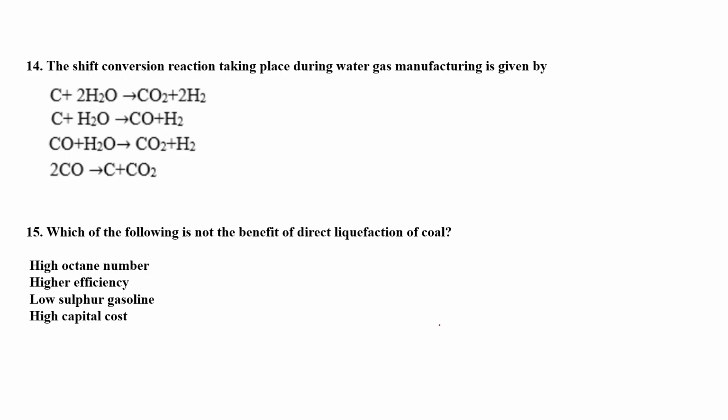Coming on to the next question: the shift conversion reaction taking place during water gas manufacturing is given by. As I told, the water shift reaction is the reaction of carbon monoxide with steam or H2O to give carbon dioxide and hydrogen. So the answer is the third one, that is CO plus H2O gives carbon dioxide and hydrogen. Which of the following is not the benefit of direct liquefaction of coal? The answer is high capital cost.